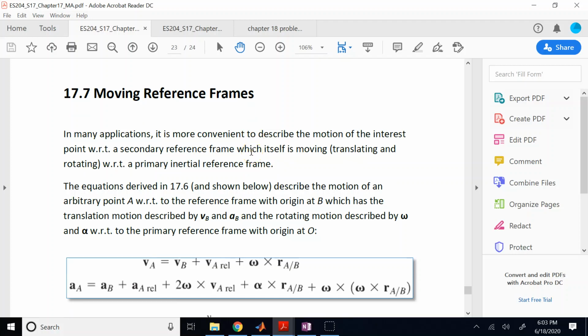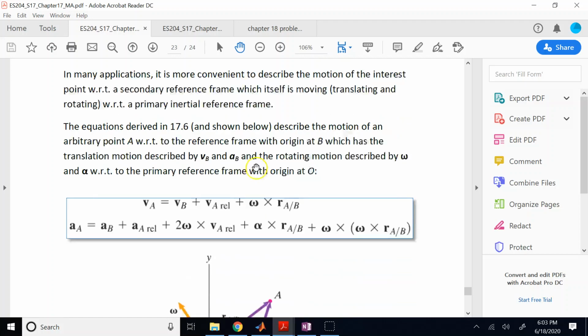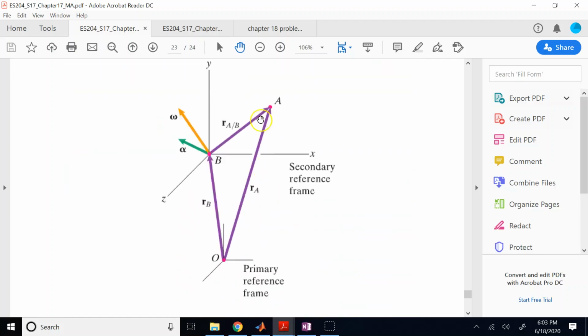So the last part of chapter 17 is about moving reference frame, and the idea is basically exactly the same as the sliding contacts, the derivation, everything. So you have a point of interest A, which is being observed from a primary reference frame, which is fixed and inertial, and then it's also observed from a secondary reference frame, which is moving. It can translate and it can rotate at the same time.